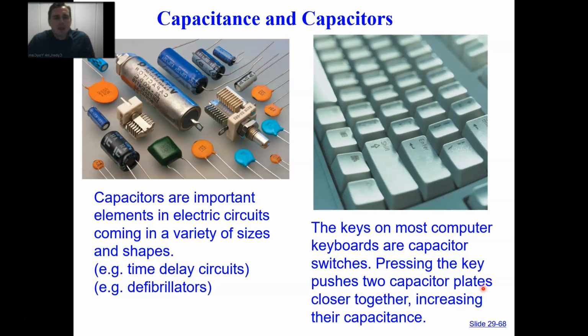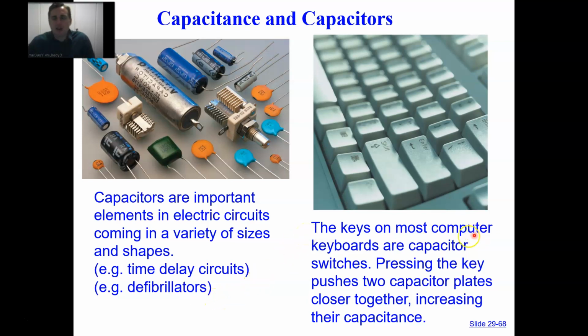So here are a couple examples. Capacitors are important in electric circuits, and they come in a variety of sizes and shapes. One example is a time delay circuit. Anytime we need to delay something but then send charge at the moment we're interested, that's going to be a time delay circuit. Another is a defibrillator. A defibrillator puts an electric shock across a patient's heart, and then hopefully their heart will restart. That's a medical application.